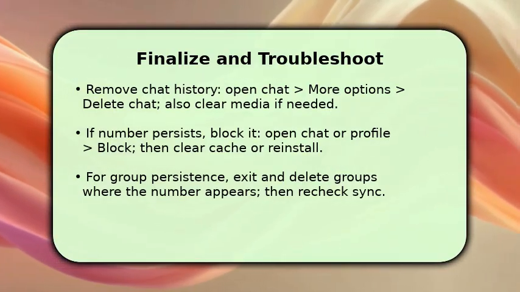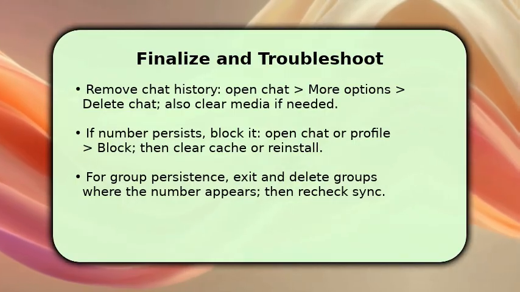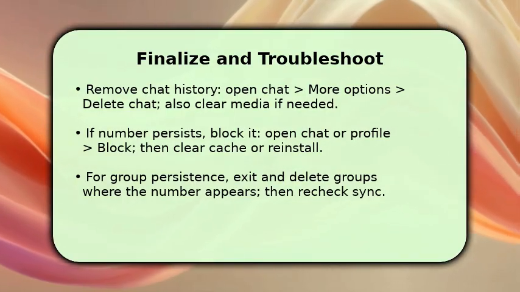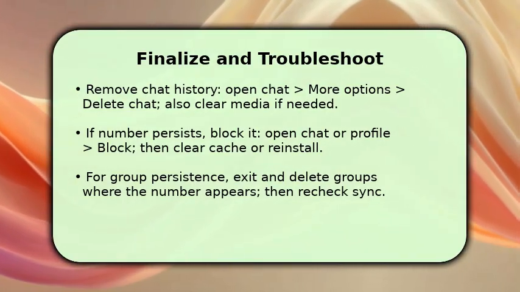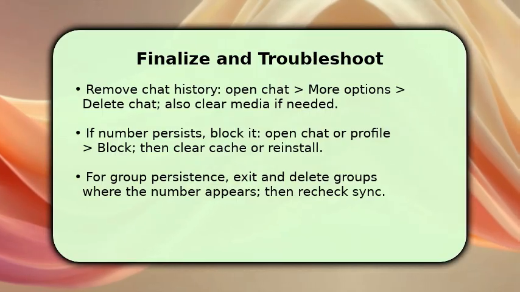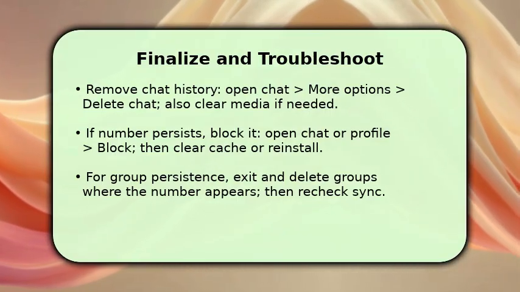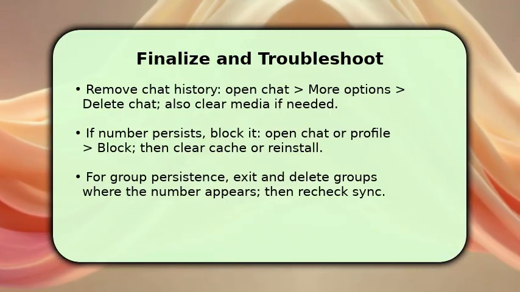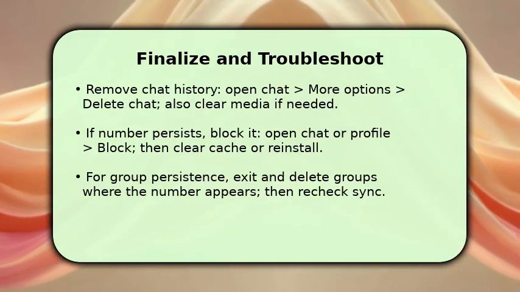This prevents messages and hides the profile, and then clear WhatsApp cache or reinstall the app to force a fresh sync. If the number persists in groups, exit and delete the group entry. Troubleshooting tip: if deletions reappear, double-check linked account sync and remove the contact there.